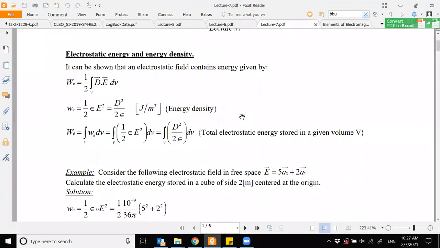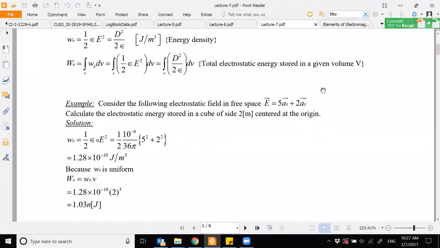Now let's look at the example that we have. It's a very simple example. We have an electrostatic field in rectangular coordinates, which is 5 a_x plus 2 a_y volts per meter, and we need to calculate the energy stored in a cube of side 2 meters centered at origin. So this is the electric field everywhere in free space. Now I have a small cube of 2 meters side, centered at origin, and I want to see how much energy is enclosed in this cube because of the electric field passing through it.